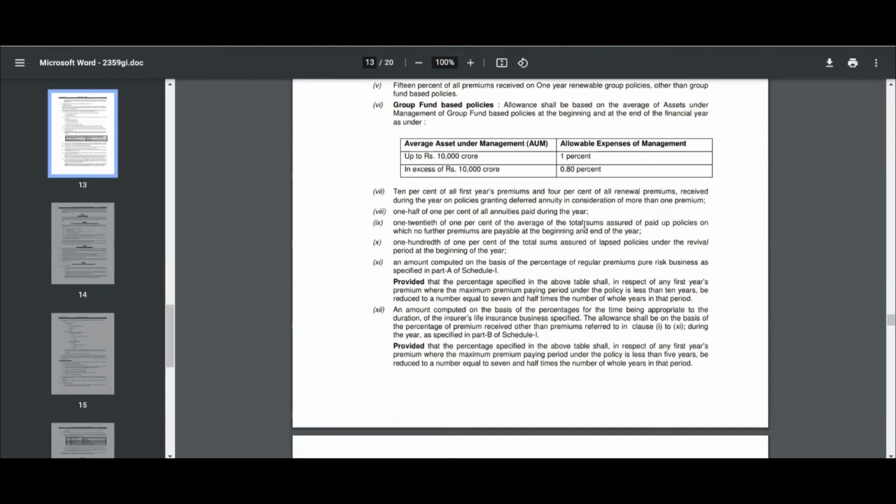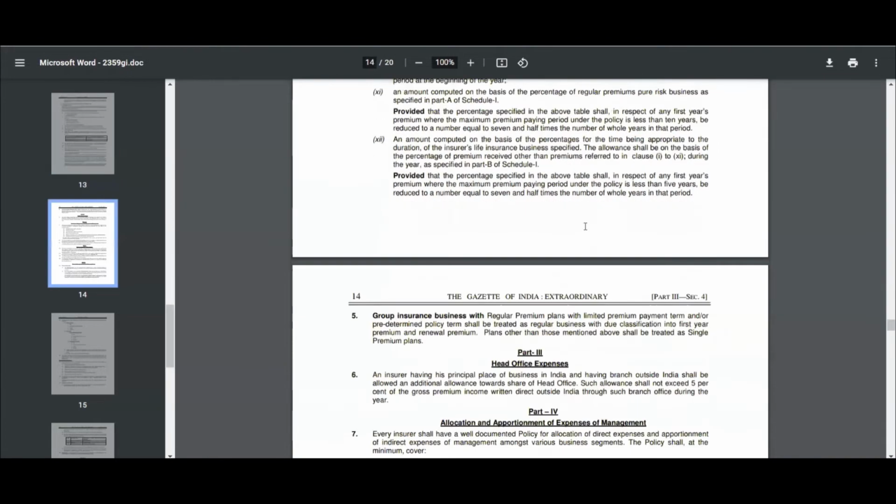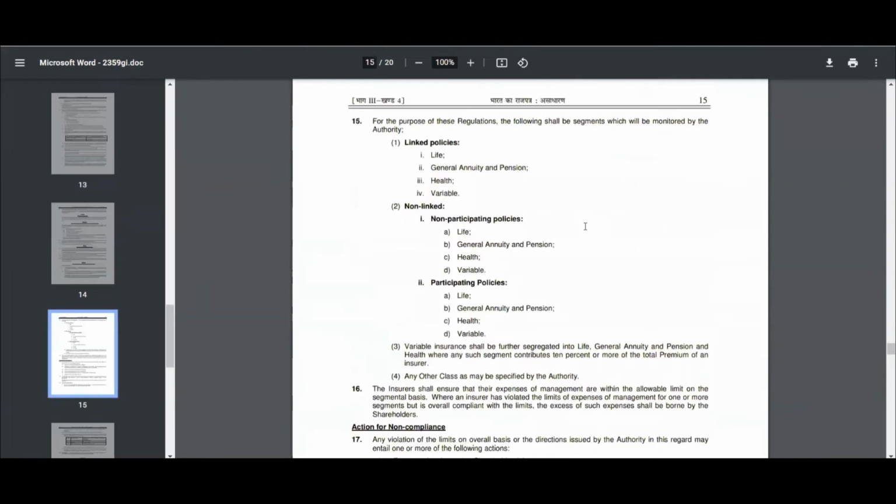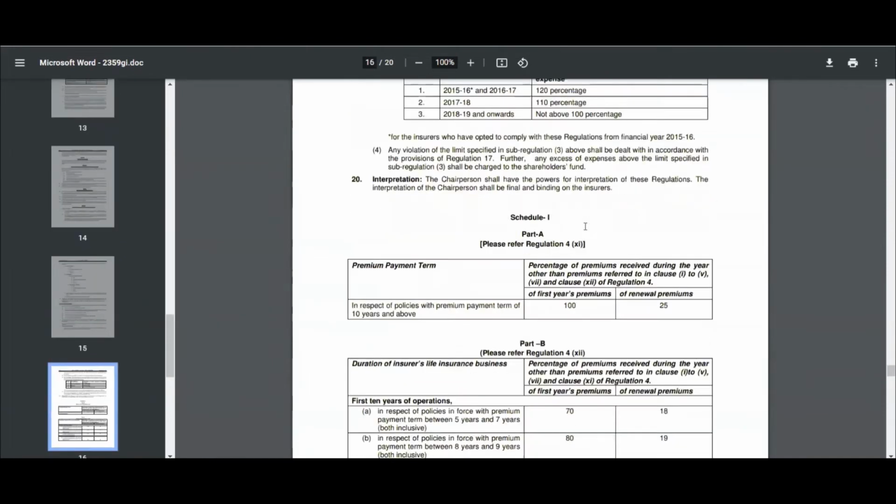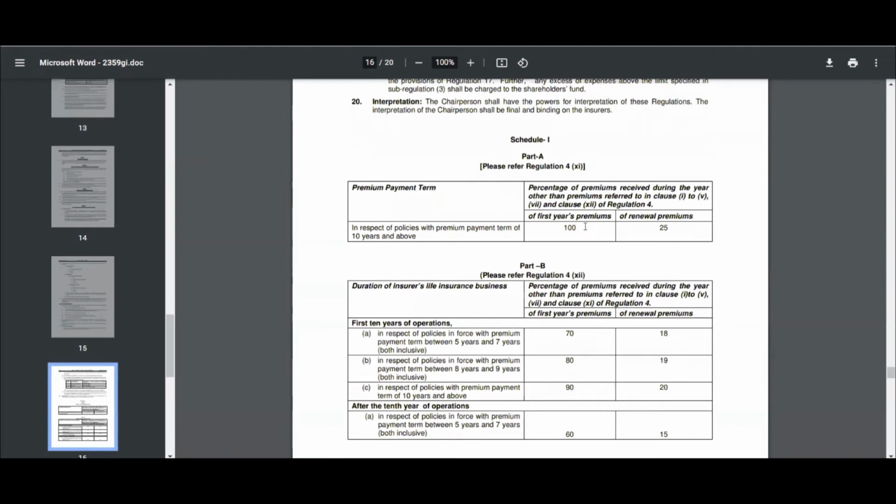Life insurance commission is given by a table. For the first 10 years of operation, for 5 to 7 years it would be 60% for the first year premium, and both ends are inclusive. Then for 7 to 9 years, basically 7 to 9, not 7 to 8 years, it is 70%, and for 10 years and above, it would be 80%.